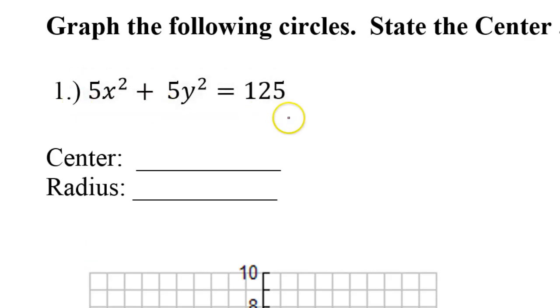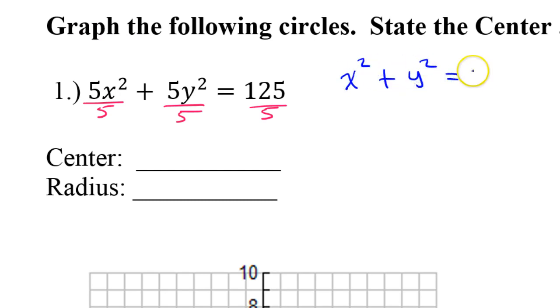To get this equation into standard form, we need to divide both sides of the equation by 5. So I'm going to wind up doing this and dividing everything by 5. If I do that, I'm going to get x squared plus y squared is equal to 25.